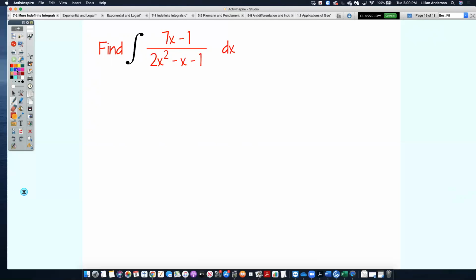So let's take the antiderivative of this one. First off, u substitution is not going to work here, because even if you try to make the denominator your u, there's no way you're going to be able to adjust and alter to get a 7x minus 1 for your du. So this is where you want to create your partial fractions. First thing you want to do is factor your denominator. How does 2x squared minus x minus 1 factor down?